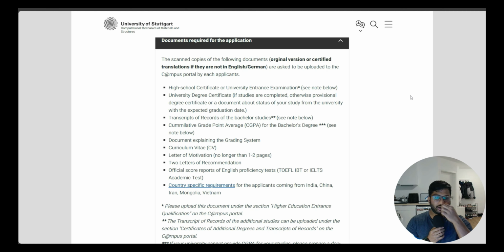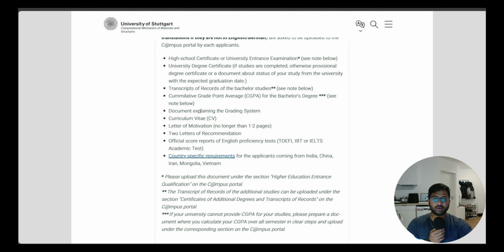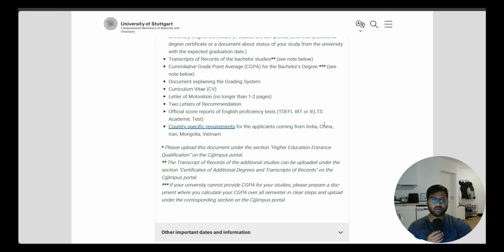Then with this university entrance qualification, you will be doing your university degree, which will be bachelor. Then you need to give your university certificate alongside the transcript of records of bachelor studies, etc., where you will also have to give your CGPA calculation of your bachelor degree. Then a document explaining the grading system, if it is included in the transcript, then it's fine. If it is not, then you need to give another document explaining how your grading system works. Then curriculum vitae, letter of motivation, letter of recommendation, official score report from English proficiency, which will be your IELTS. Then country specific requirement from India, China, Iran, Mongolia, Vietnam, that will be your APS.